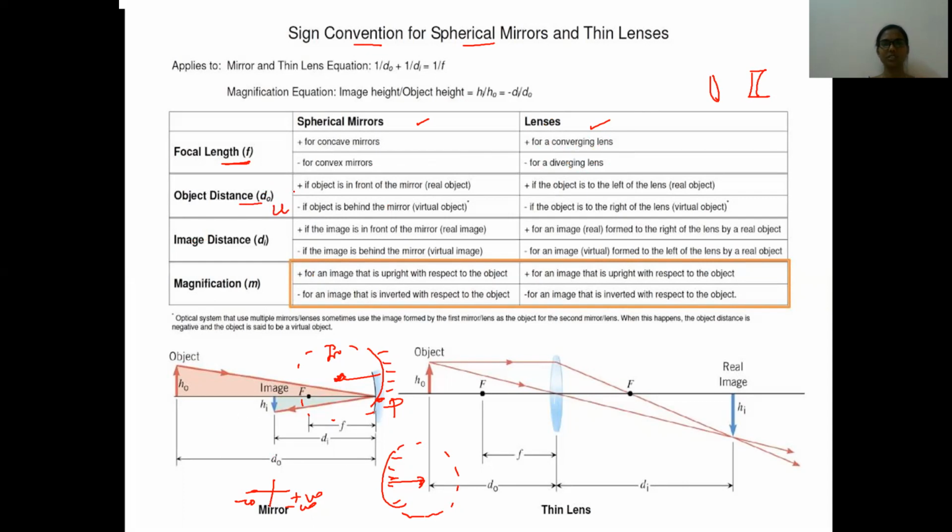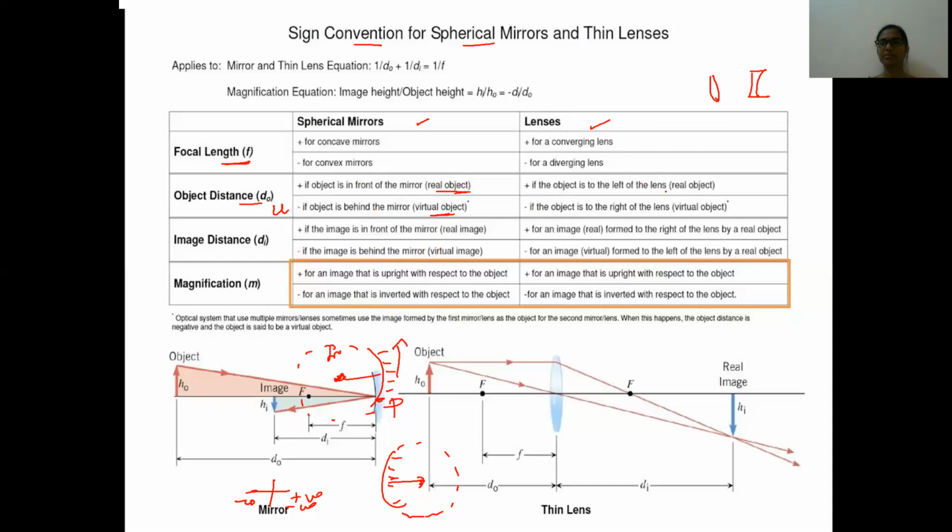So object distance, what we call D naught, or we can represent it as U. Object distance in front of the mirror is for a real object, and for a virtual object, when the object is from behind the mirror, in that condition we take the object distance as negative.